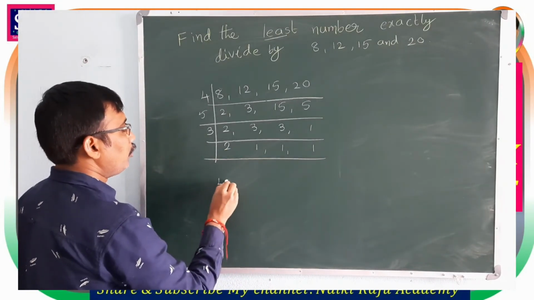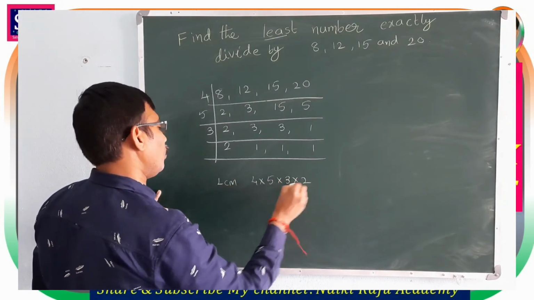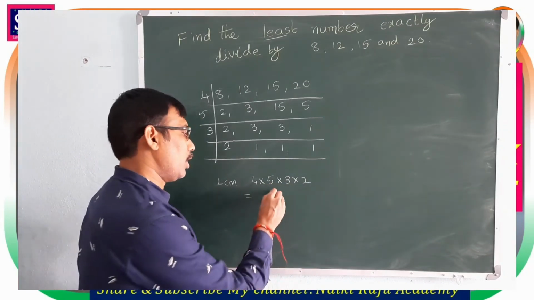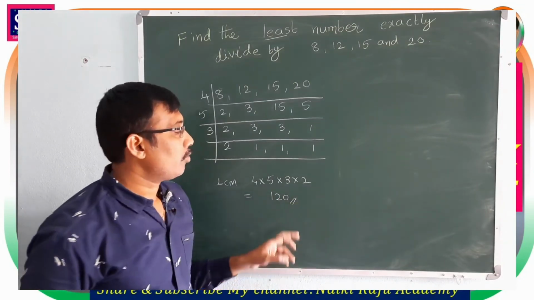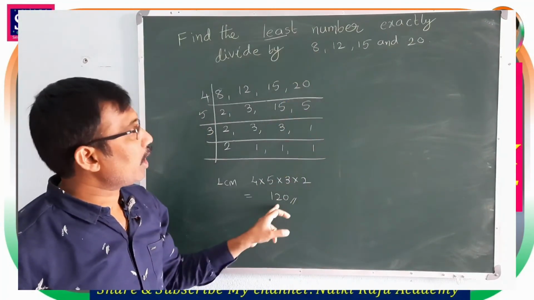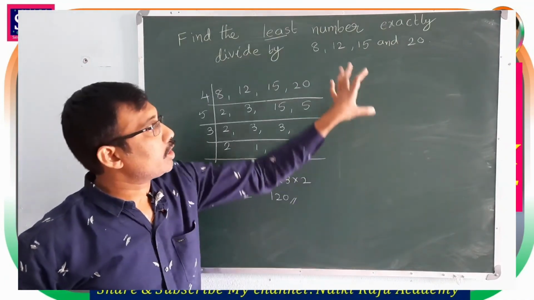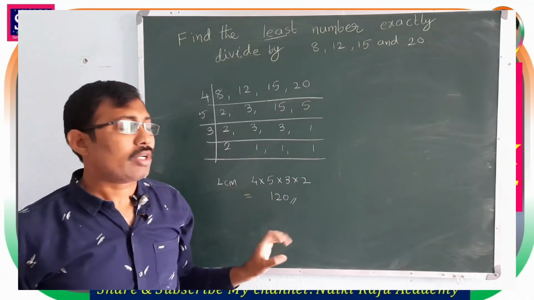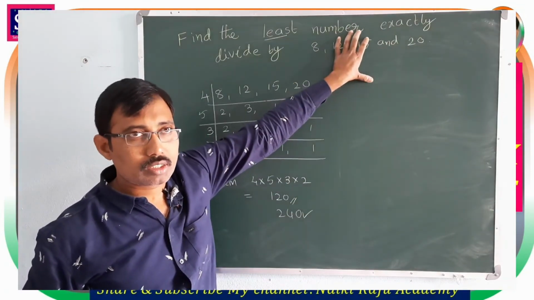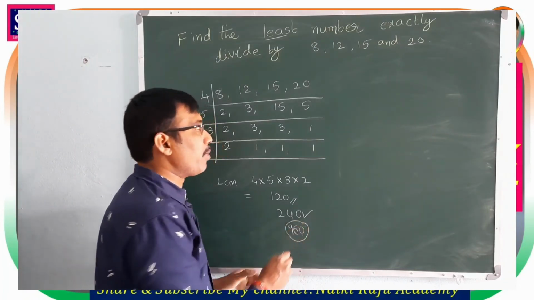So the LCM is equal to 4 into 5 into 3 into 2. 4 fives are 20, 20 threes are 60, 60 twos are 120. So 120 is the answer. 120 is the least number divisible by these 4 numbers: 8 by 15, 12 by 10, 15 by 8, 20 by 6. So 120 is the least number. 120 times 2 is 240, and 240 is also divisible by these numbers. 120 times 8 is 960, and 960 is also divisible by these numbers.